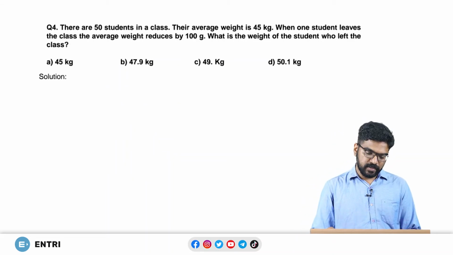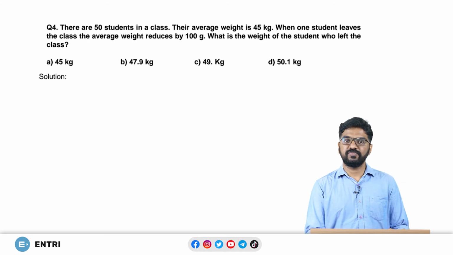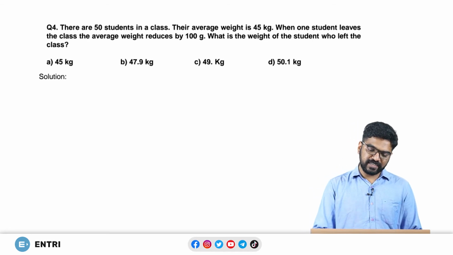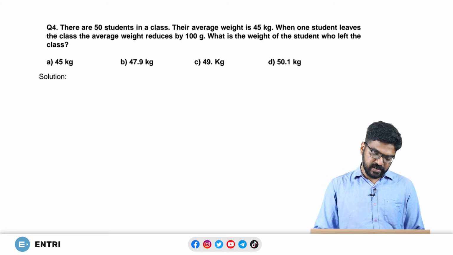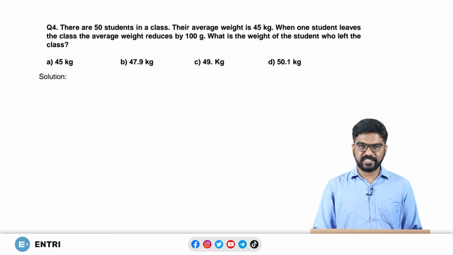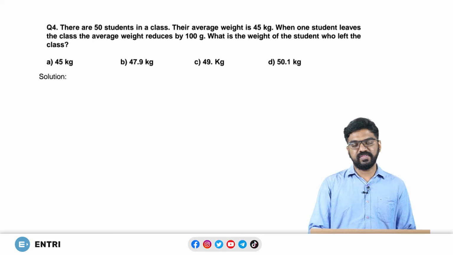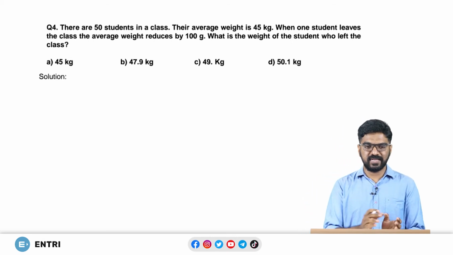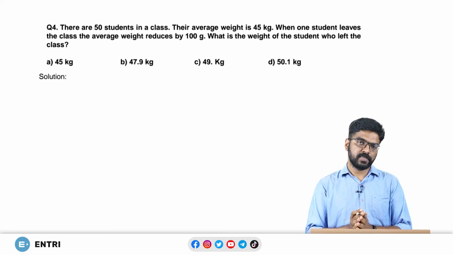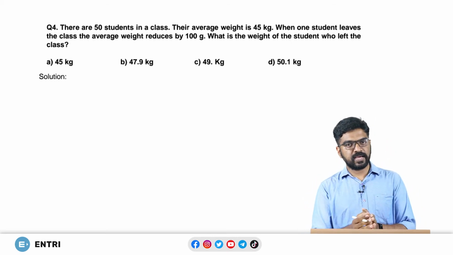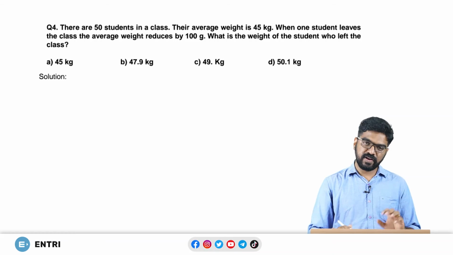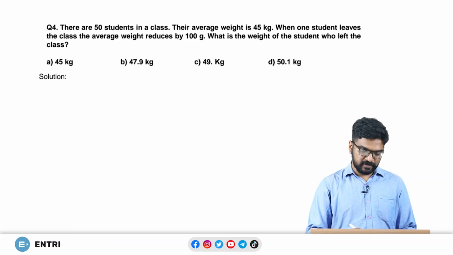Question number 4. There are 50 students in a class. Their average weight is 45 kilogram. When one student leaves the class, the average weight reduces by 100 grams. What is the weight of the student who left the class? So here what happened is there is one person leaving the group. Believe me, we can apply the same method even when the person is leaving. So let us write the value.